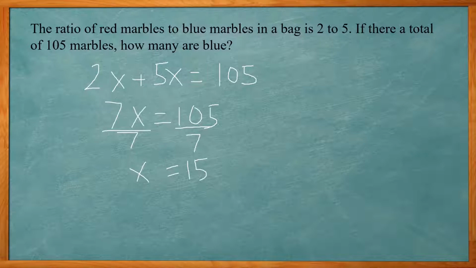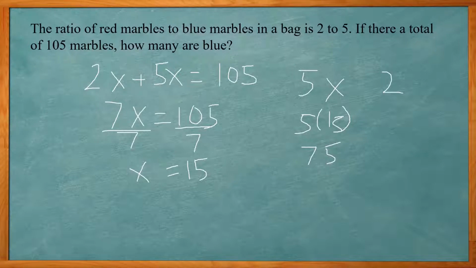Okay, so that's just the x value. That doesn't tell you how many red or blue, but we have to use the equation. 2x represents how many of the red, 5x represents how many of the blue. If we want to know the blue, we do 5x, or 5 times 15, which will give us 75. If you want to know the red, it is 2x, or 2 times 15, or 30.